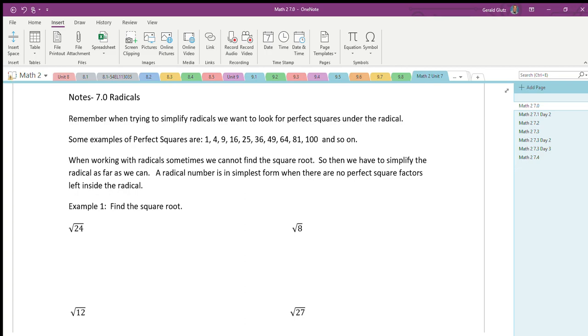Hello, so here is a review lesson. This is something we did at the very beginning of the year, so hopefully some of this will sound familiar. We're talking about radicals today. I have a couple reminders up here.